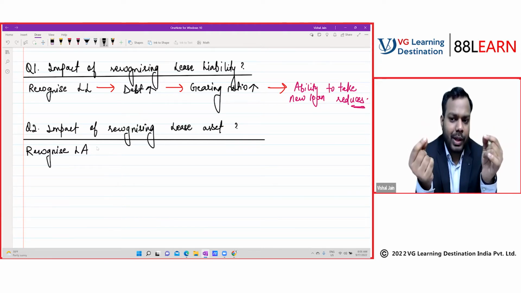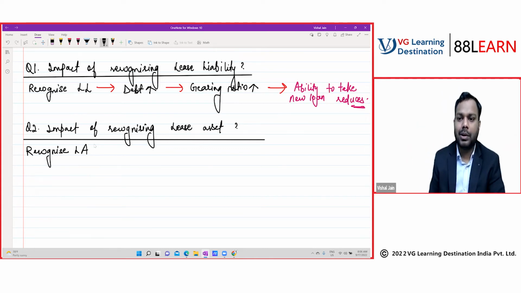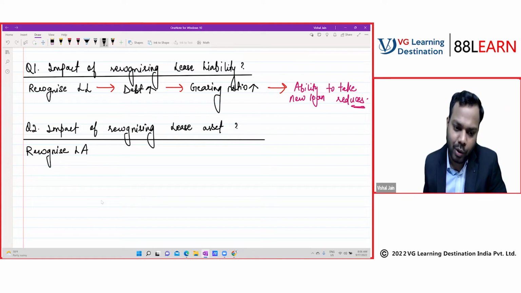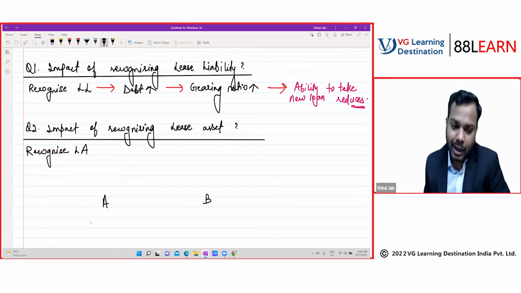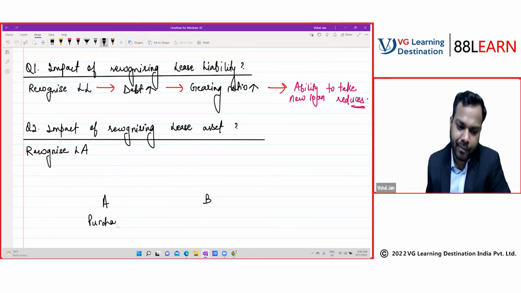Okay, I'll help you with an example. I think Nutan has correctly answered it, but I'll give you an example as well. Let's suppose there are two friends, A and B, two best friends. Both are into manufacturing. A purchases the asset. If A purchases the asset, then A will definitely recognize the asset at, let's suppose, $100.